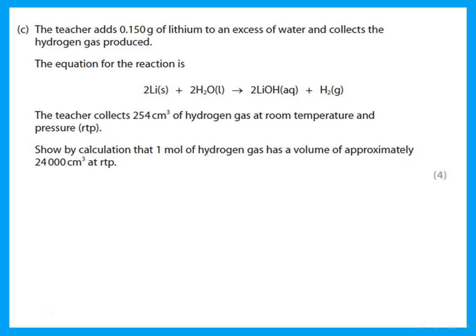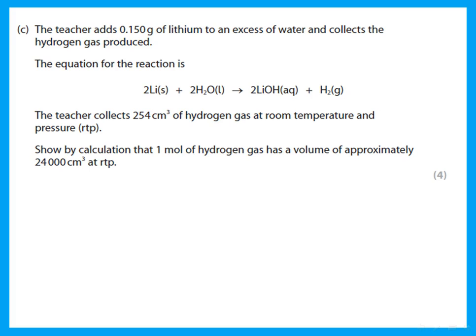The teacher adds 0.15 grams of lithium to an excess of water and collects the hydrogen gas produced, and he gives you the equation. And he says the teacher collects 254 centimeter cubed of hydrogen gas. Show by calculation that 1 mole has a volume of about 24,000 centimeter cubed.